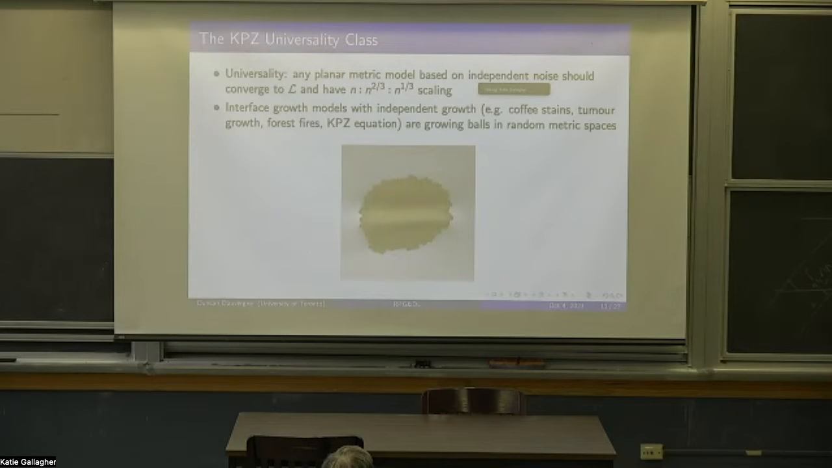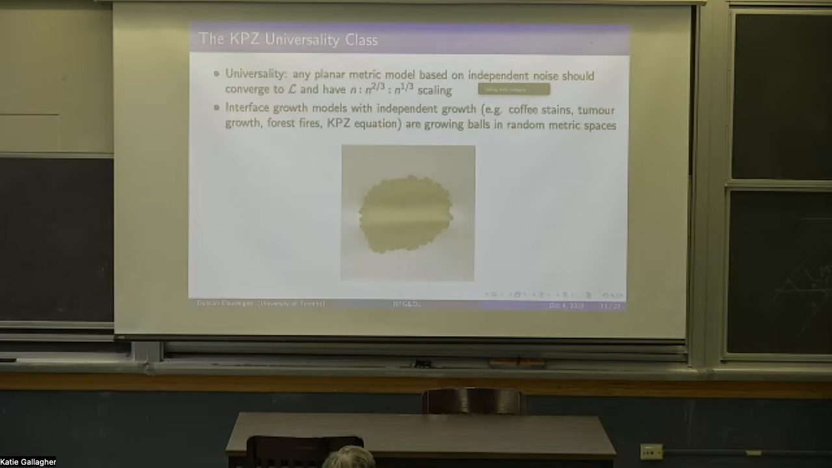So what do I mean by interface growth? Say I give you some model, like I spill coffee on a piece of paper. So this is a homemade coffee stain. What you'll see is that the stain kind of spreads out. There's this rough edge around the coffee stain. And the way you can think of something like this is that the growing coffee stain, really think of this as a growing ball in a random metric space.